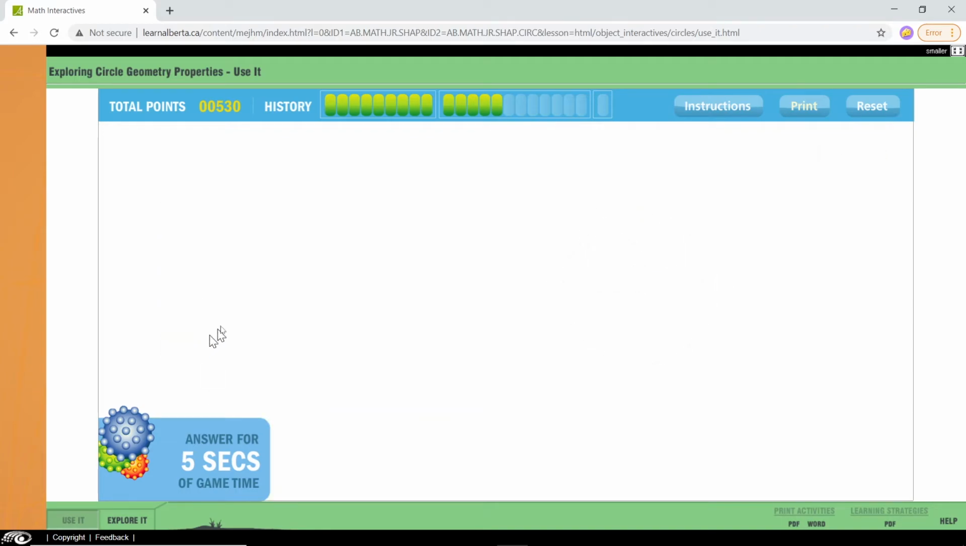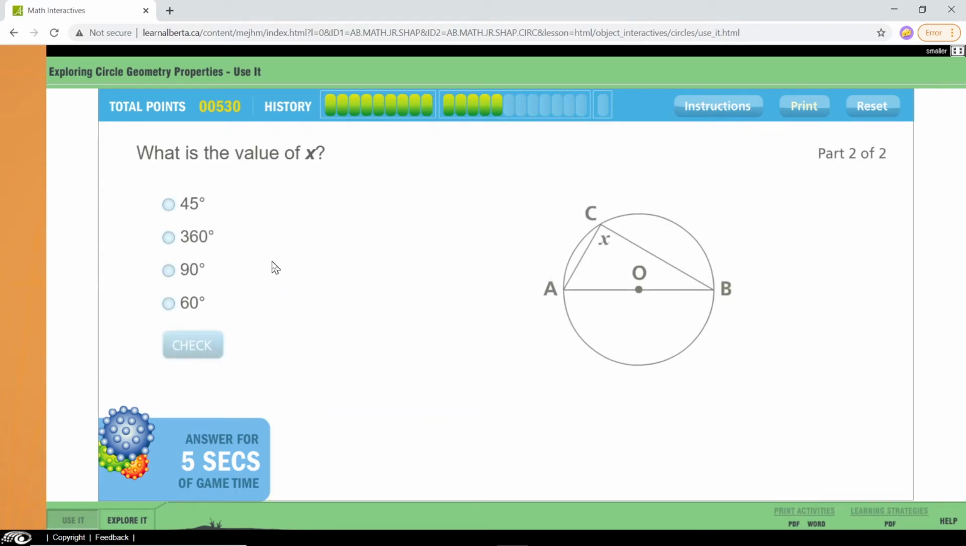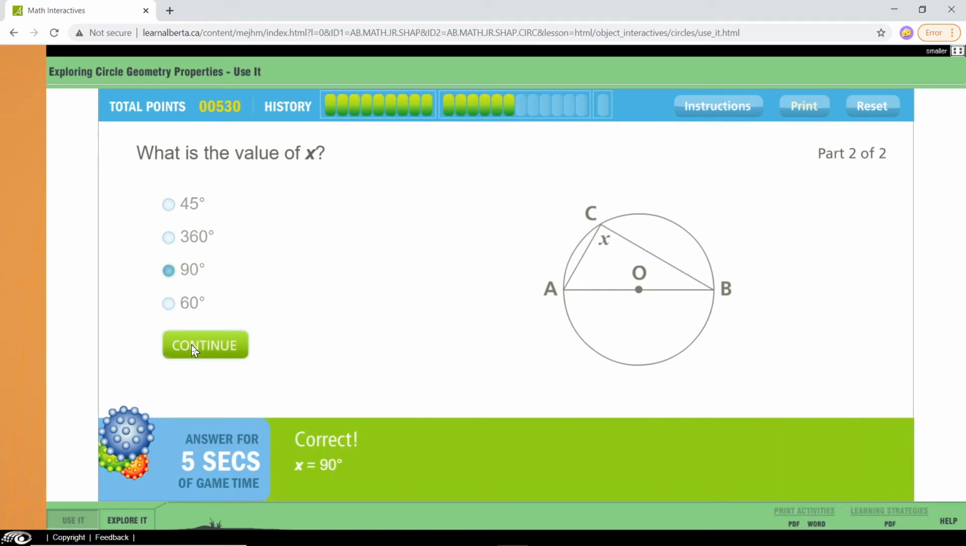Okay, next. What is the value of x? So in this straight line angle, we assume it is 180 degrees. Since the central angle is twice the inscribed angle, we just divide the 180 by 2, which equals 90 degrees. Okay, next.